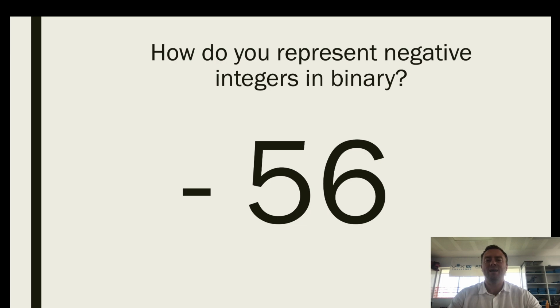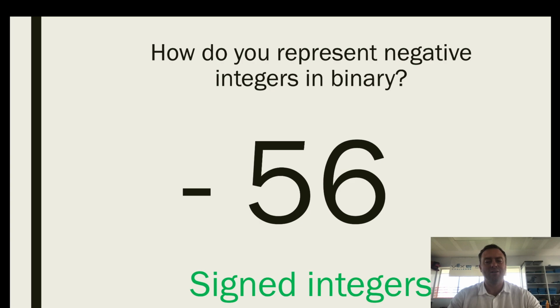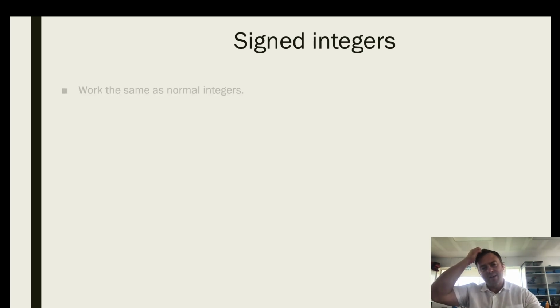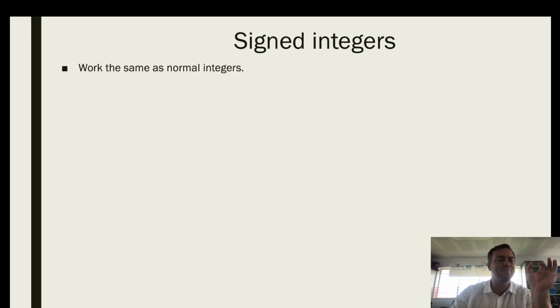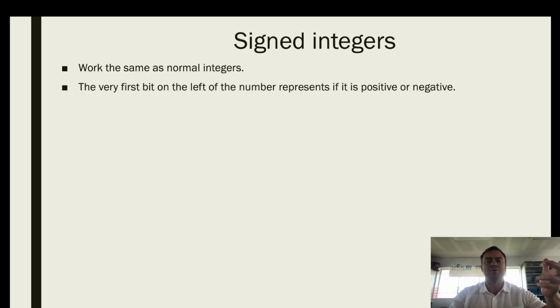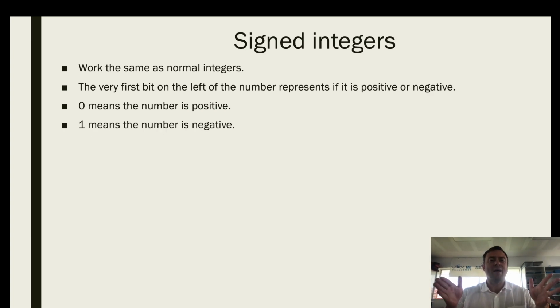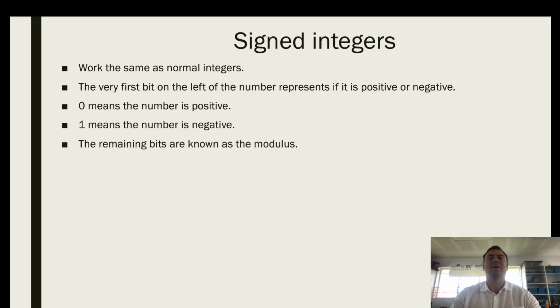So then how do we represent negative integers in binary? Well, there's a couple of ways, but the main one that most people use is signed integers. Now, there's a couple of ways of doing signed integers, and we'll unpackage that. But I'm going to show you the simplest way of remembering it, which is this. Signed integers, basically they're the same as normal integers, except the first bit on the left represents if it's positive or negative. So 0 means that the number is positive, whereas 1 means it's negative. So if you have 8 bits, that first bit represents if it's positive or negative, and then everything else is just the size, or what we call the modulus. So the remaining bits that are left over is the modulus, which then gives you how big the number is.